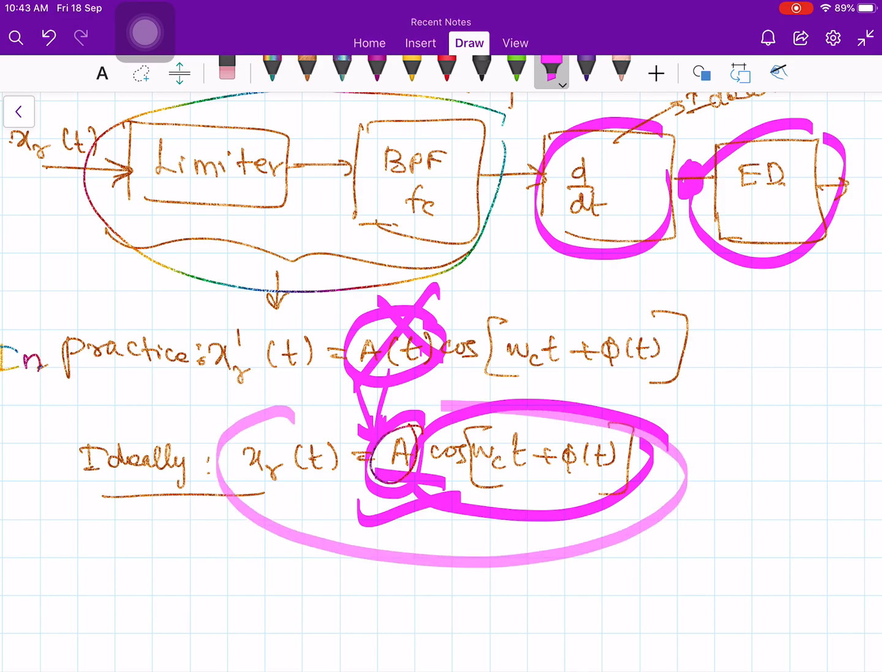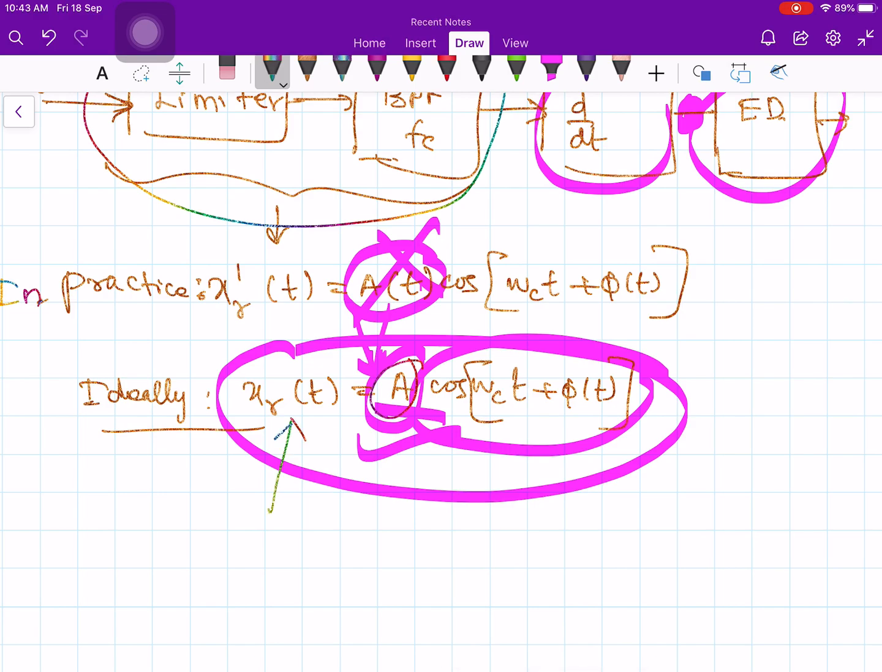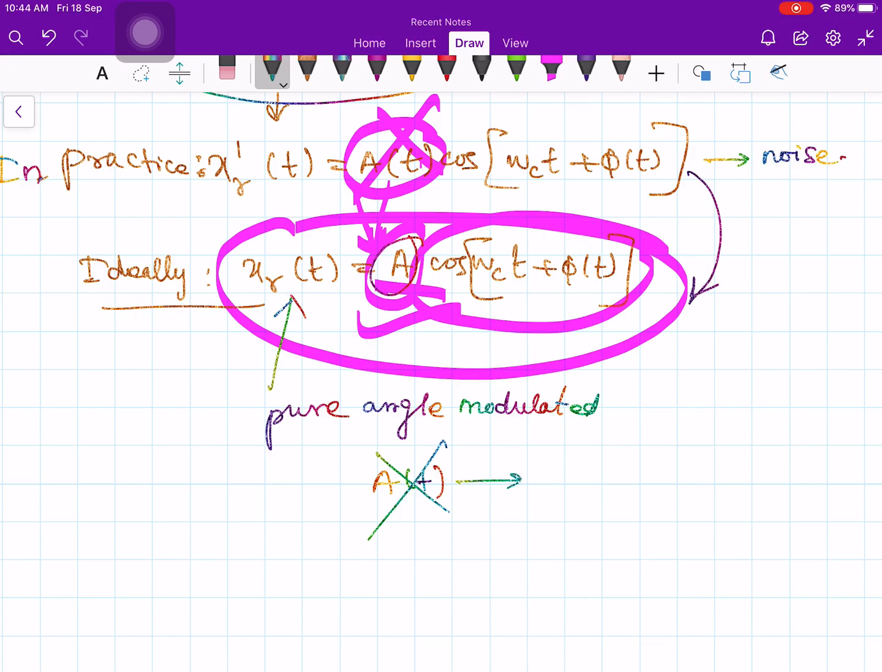This one is a pure angle modulated signal. The second one is a pure angle modulated signal. And what about the first one? This one is a pure angle modulated signal but disturbed by noise. So precisely how do we get this signal which is affected by noise to a purely angle modulated signal? By using this bandpass limiter. Therefore, my objective is to kill the amplitude variations. I have to somehow remove this amplitude variation. I don't want A of t. So somehow convert this A of t into a constant A.